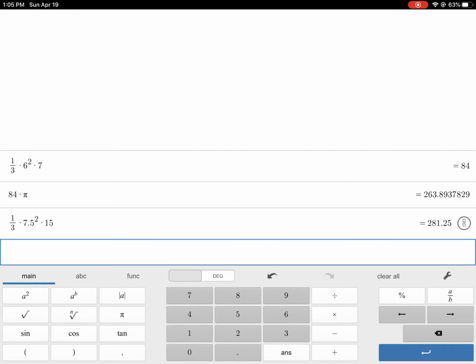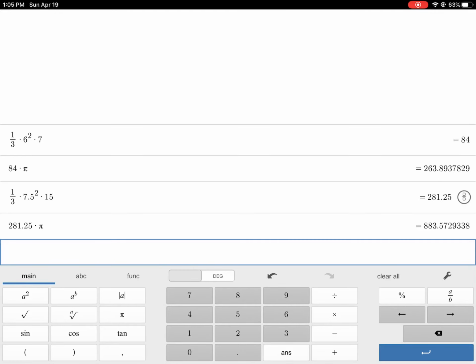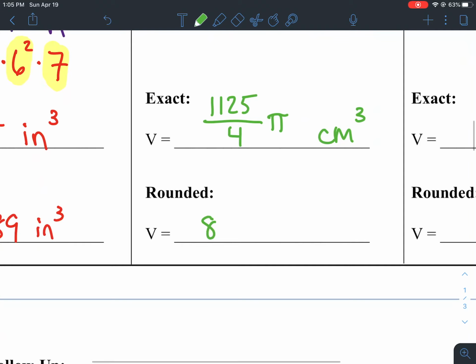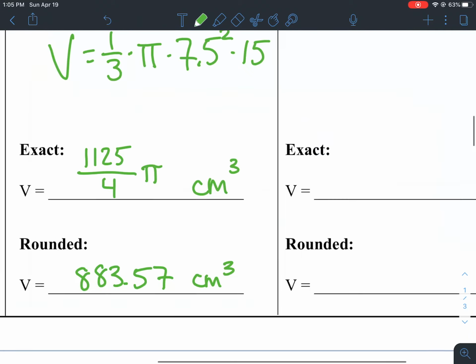Okay. Now, if I wanted to figure out what the rounded answer is, I could take that 281.25, multiply it by pi, 883.57. And that's centimeters cubed.